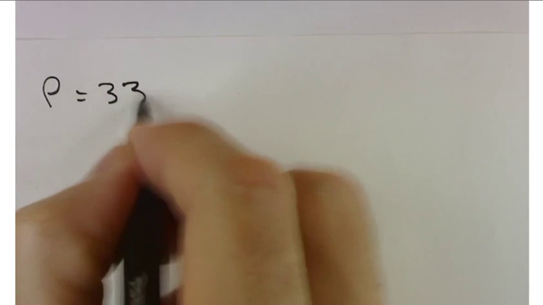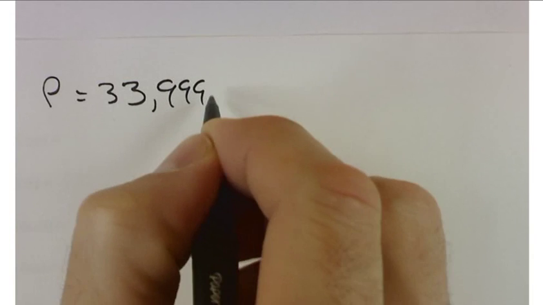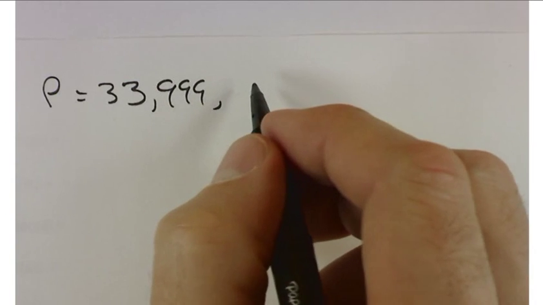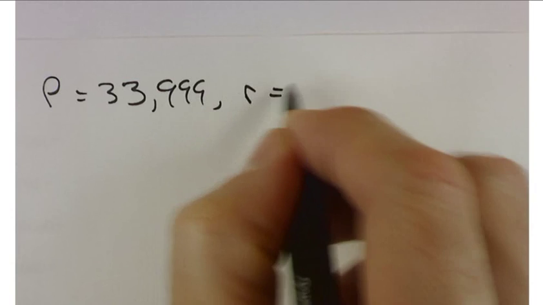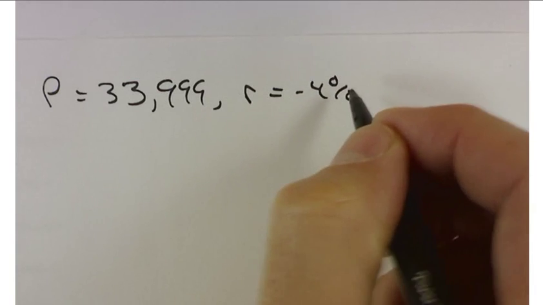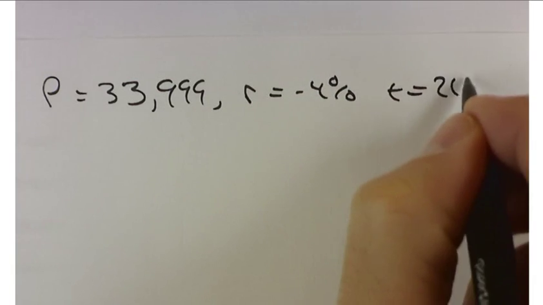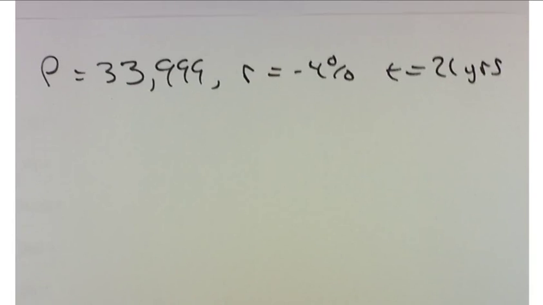Let's try one kind of in an opposite direction of that one. It's problem number 38. Here they tell you, let's see, well, maybe it's not the opposite direction. P is 33,999. R is negative 4%. And T is 21 years. Negative 4% is kind of interesting.